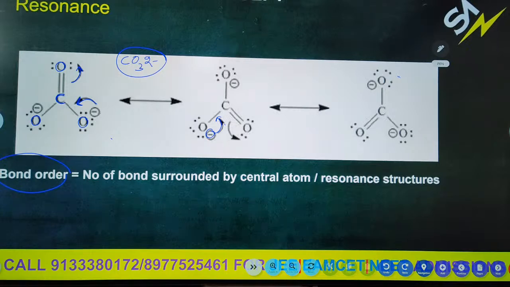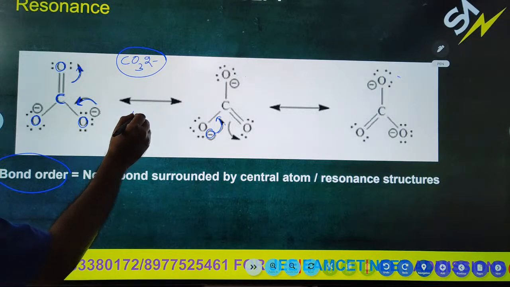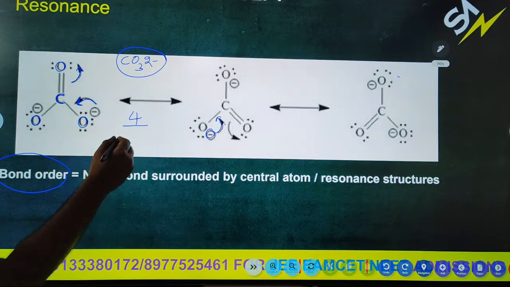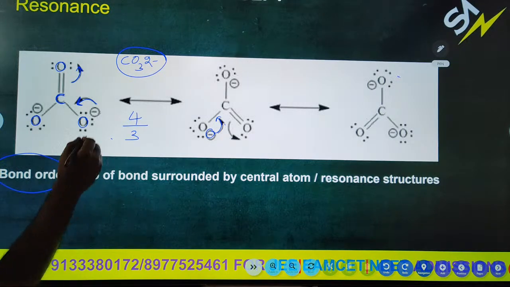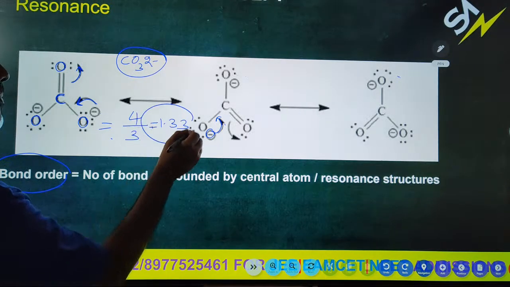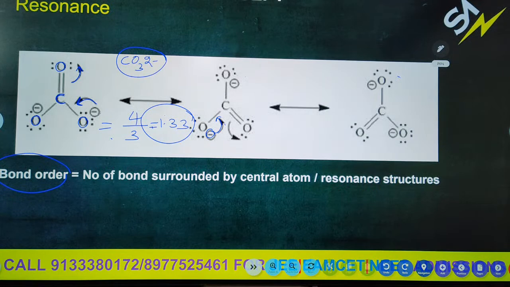Number of bonds same. Just now we learned, now we see the number of bonds surrounded by the central atom. How many bonds are there? Four there. How many resonance structures? Resonance structures 3. So then what is the bond order? 1.33. Like the previous molecule, this molecule has the same bond order, 1.33. So it is the bond order of the carbonate anion.